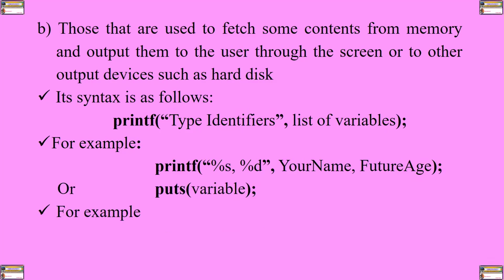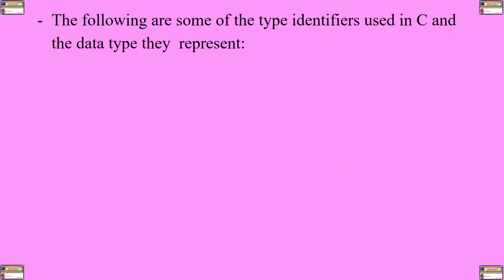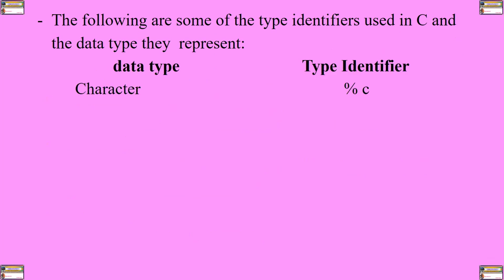And these are the set of statements that many students usually miss. The type identifier must match with the data type. So every data type has a specific type identifier. The following are some of the type identifiers that are used in C and the data types they represent. So we have the data type and the type identifier.